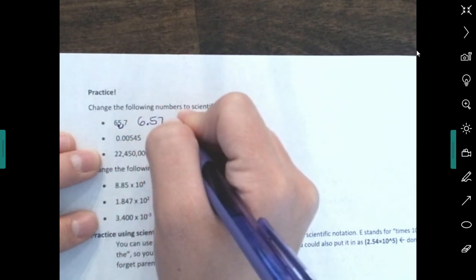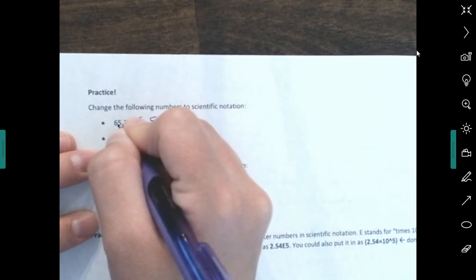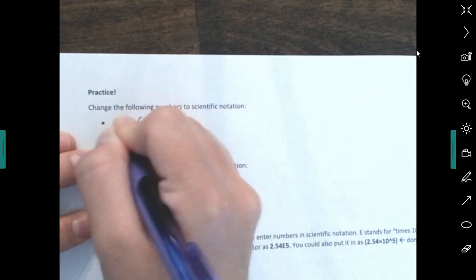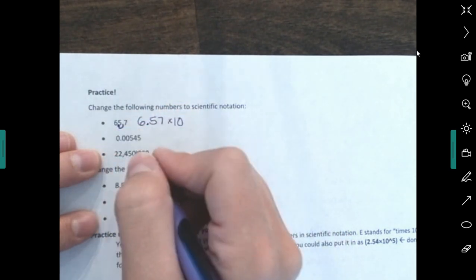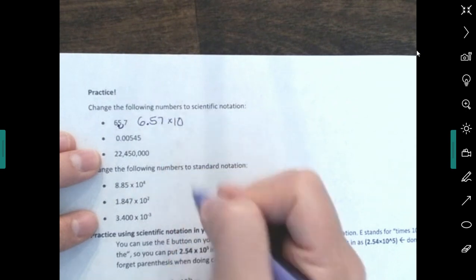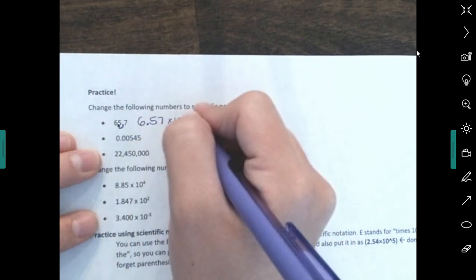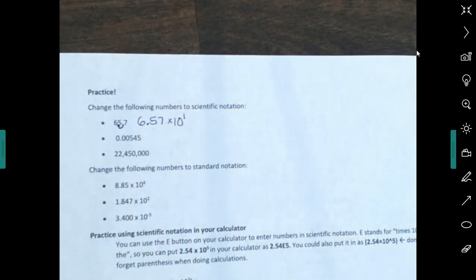And then it's always going to be times 10 to the something. And then, is this number big or small? Well, is it less than 1 or more than 1? Well, it's definitely more than 1, so it's kind of a bigger number. So we know our exponent's going to be positive. We only moved it one spot, so it's going to be times 10 to the first.